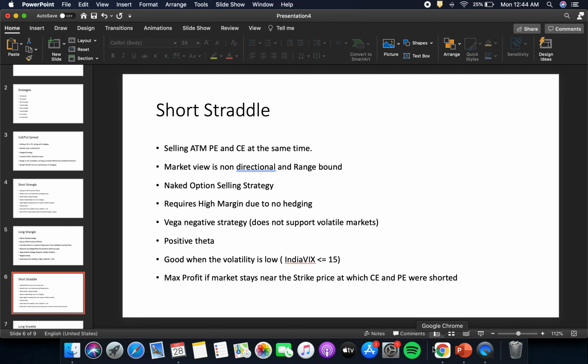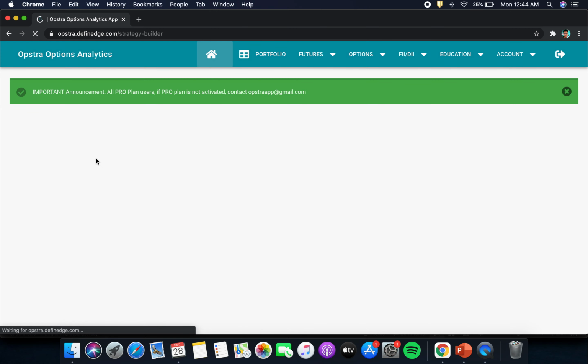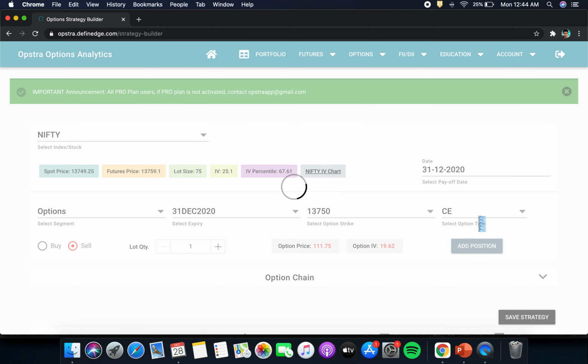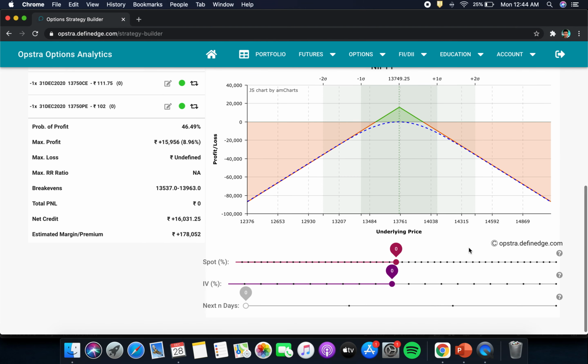So let me create this. Nifty presently is at 13,749. So at the money is 13,750. So you short one lot of call option and you short one lot of put option. That's it. This is your short straddle. You see that if the market expires at 13,750 itself, the maximum profit is going to be 16,000.